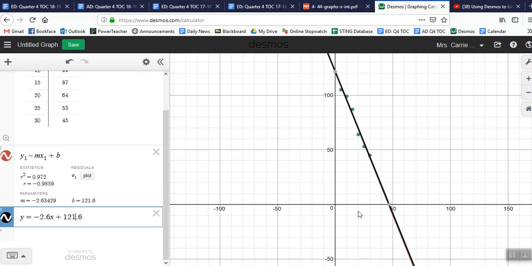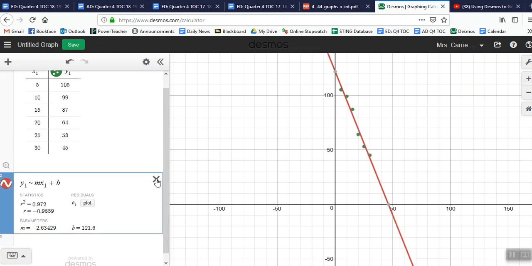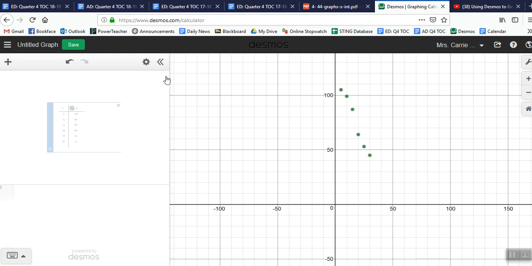And so that would be how you find a best fit line using Desmos. If you're going to do another one, I would X out everything that you've just typed in and start again.